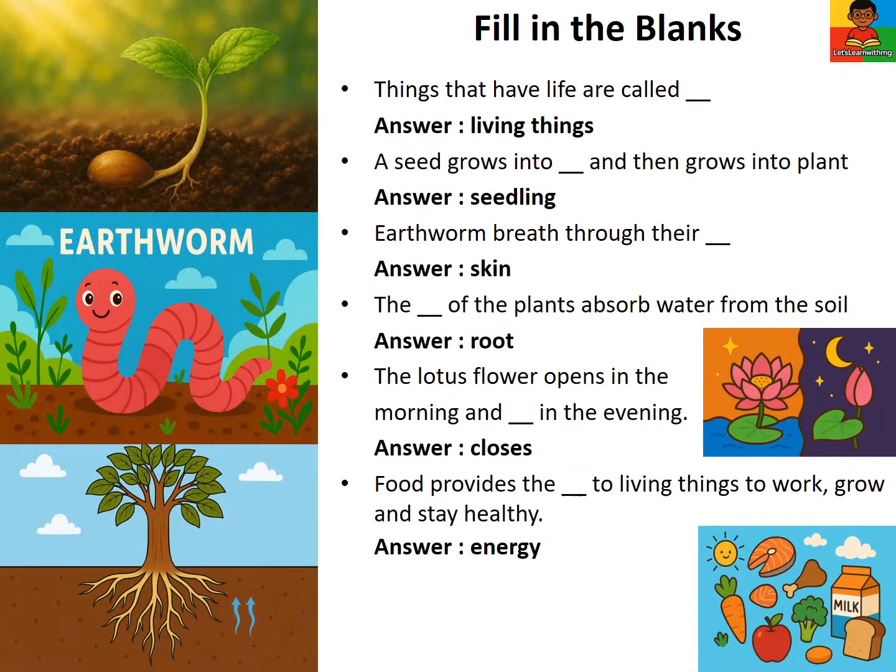Let's fill in the blanks. Things that have life are called living things. A seed grows into a seedling and then grows into a plant. Earthworms breathe through their skin. The roots of the plants absorb water from the soil. The lotus flower opens in the morning and closes in the evening. Food provides the energy to living things to work, grow, and stay healthy.